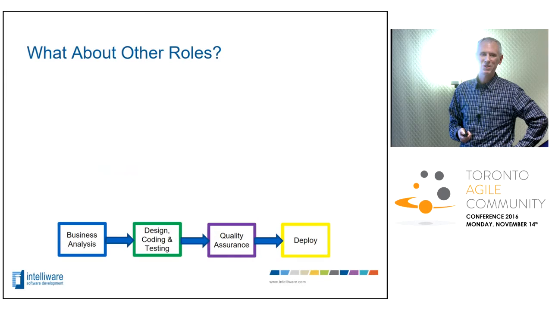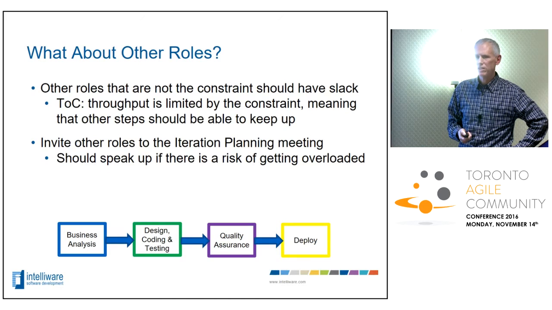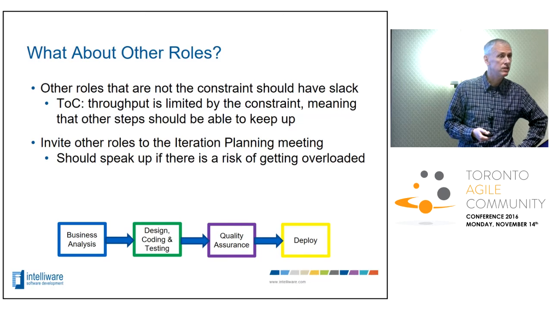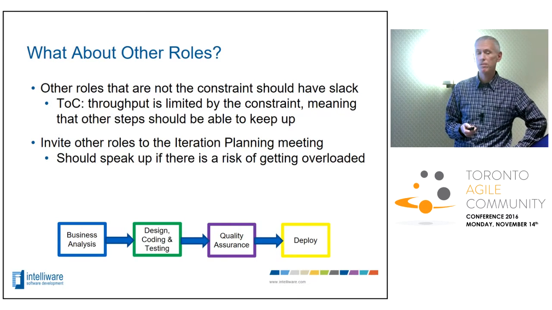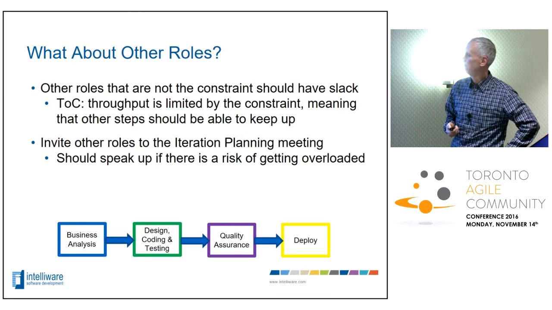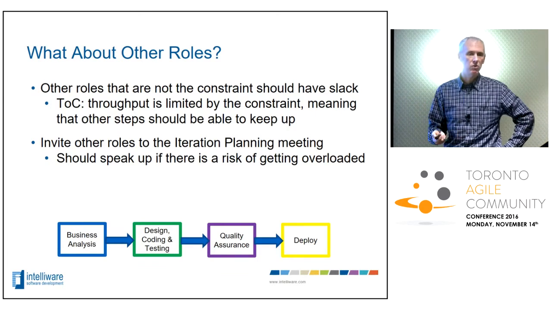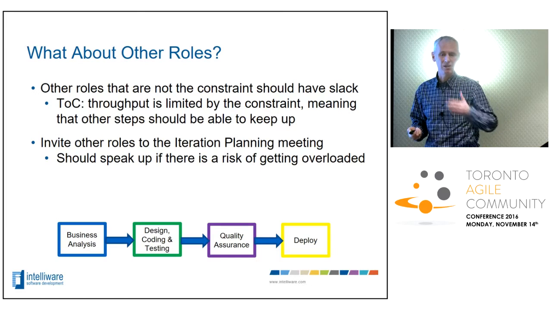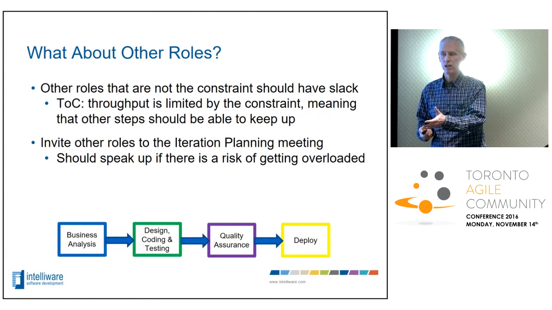So this always begs the question, what about the roles that aren't in the constraint? Based on the theory of constraints, any role that is not the constraint should be working in slack, right? They should not be the bottleneck. They should be able to keep up with the pace the bottleneck is operating at and have extra time to do other things. In reality, they'll be busy throughout the sprint doing all kinds of stuff, but because they're not the constraint, they should be able to run a little bit ahead.